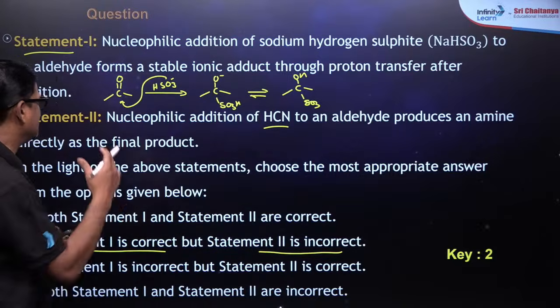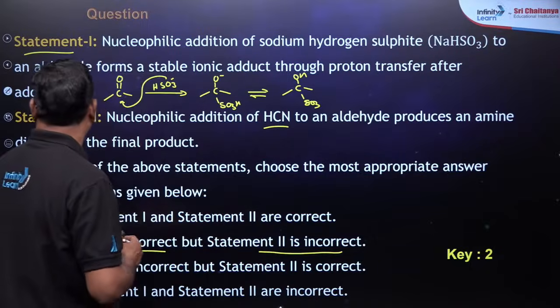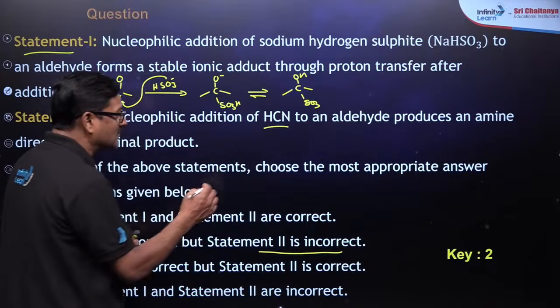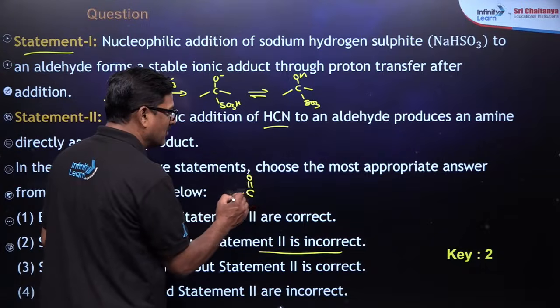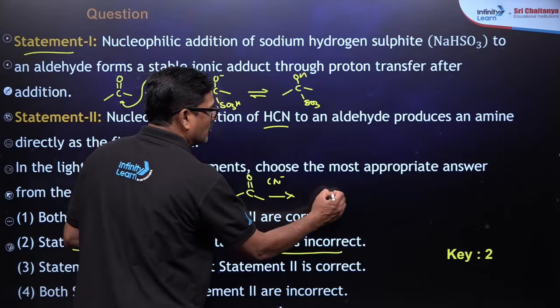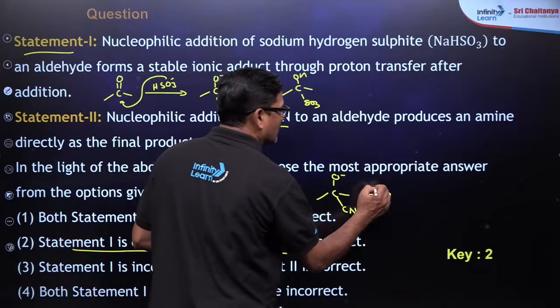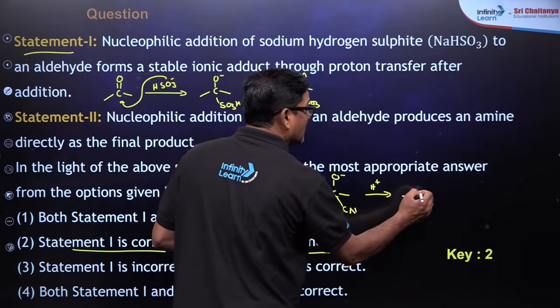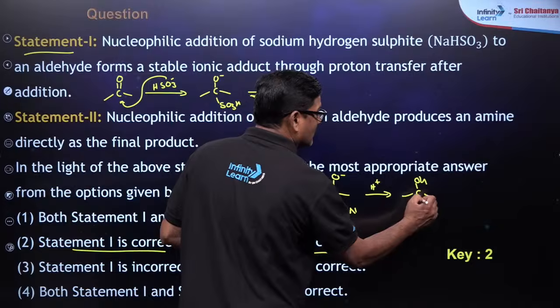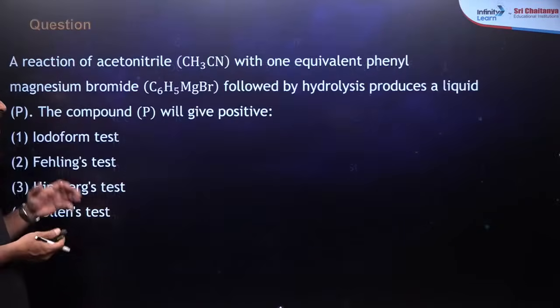Similarly, nucleophilic addition of HCN to an aldehyde produces imine? No, cyanohydrin is going to be formed. C double bond O, and it is going to add with CN minus. You are going to see O minus and CN, and it is protonated to give cyanohydrin. Okay, not imine. So the answer 2 is the correct answer.